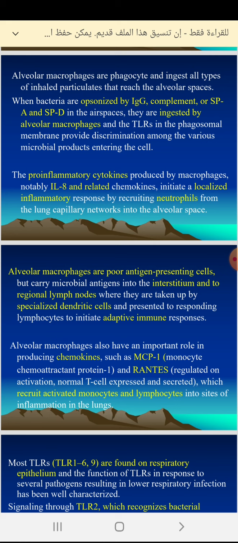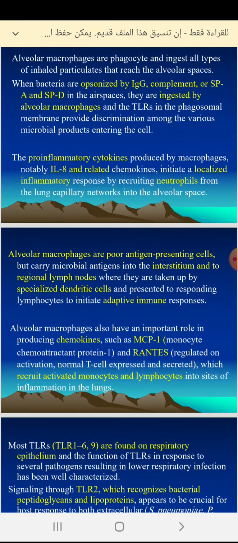بالماكروفاج alveolar macrophage موجودة عندنا toll-like receptor بالفاغوسوم of these cells. The pro-inflammatory cytokines produced by macrophages, notably interleukin 8 and related chemokines, initiate a localized inflammatory response by recruiting neutrophils from the lung capillary networks into the alveolar space.